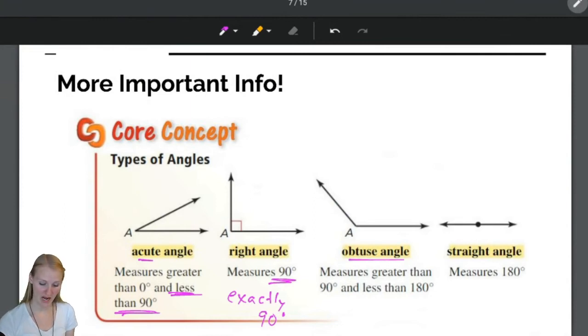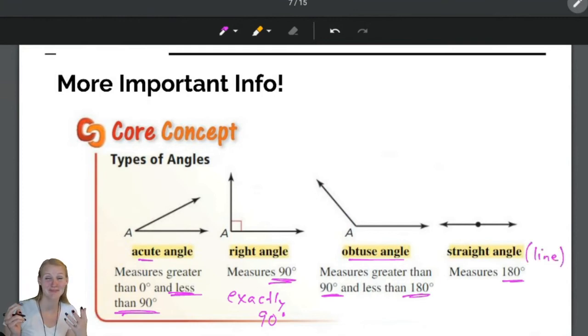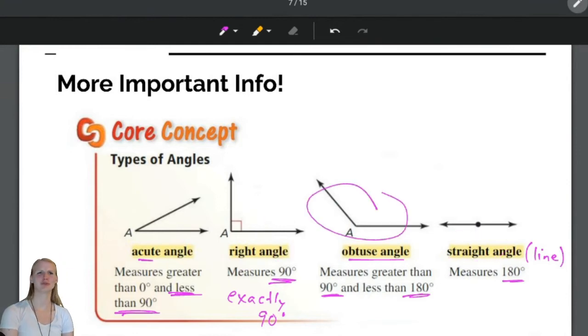An obtuse angle is greater than 90 degrees, but less than 180. And 180 degrees is a perfect straight line. That's why we call it a straight angle, because it's a line. A straight angle, which is also a line, because they're back-to-back rays, right, measures 180 degrees. So an obtuse angle is in between a right angle and a straight angle. And the way that I think about that is, look at that, that just looks obtuse. It looks weird. It looks obtuse. That's how I think about it.